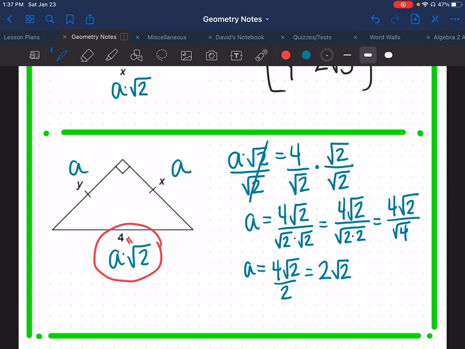And my X, let me see, where can I put it? X is equal to 2 square roots of 2, and Y is equal to 2 square roots of 2, because they are both A.